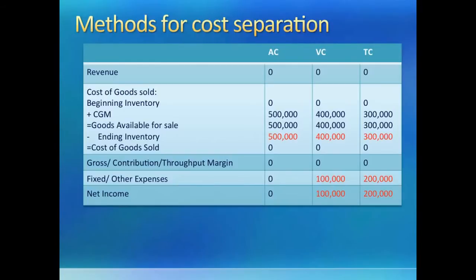Finally, in throughput costing, we would be charging only direct material as our cost of goods manufactured, so $30 a unit times 10,000 units, leading to an ending inventory of 300,000. And $100,000 of direct labor plus $100,000 of fixed expenses would be charged; fixed manufacturing expenses would be charged to the books as period expenses. So we have $200,000 expenses subtracted, leading to a net income of negative 200,000. Please note that the red color here is simply to show the negative numbers.